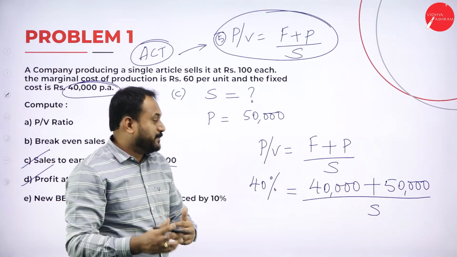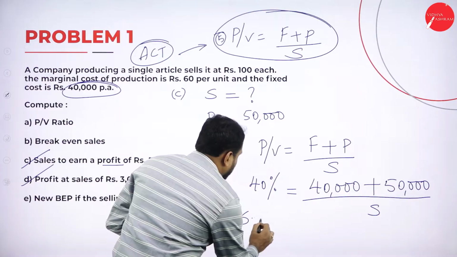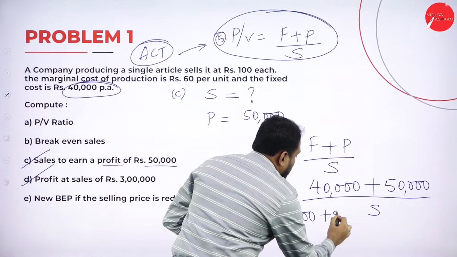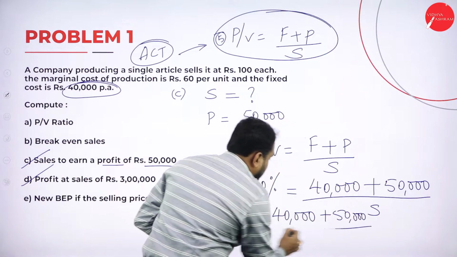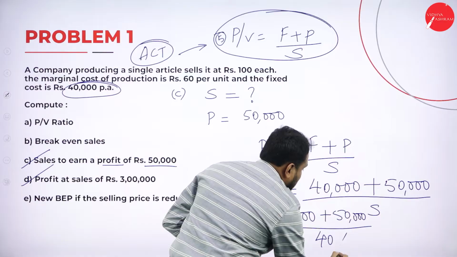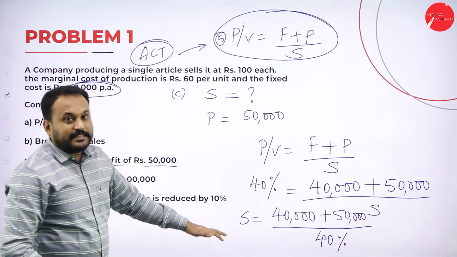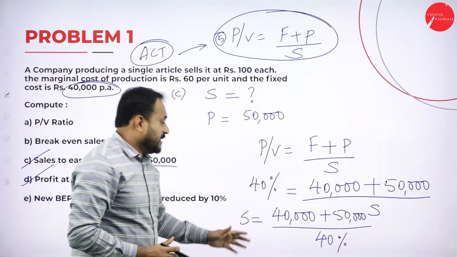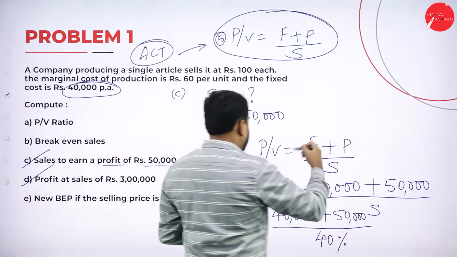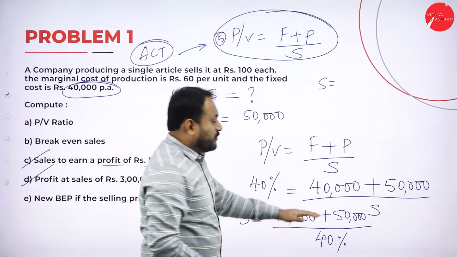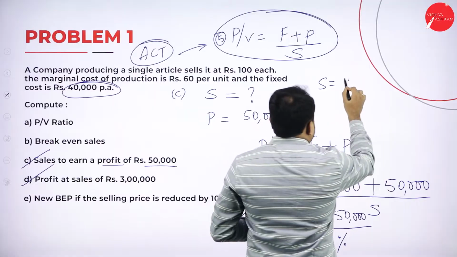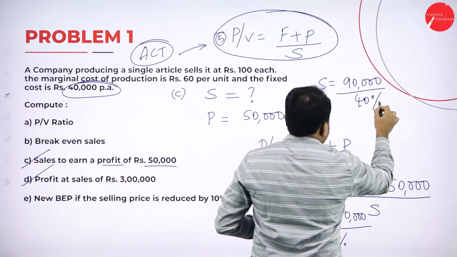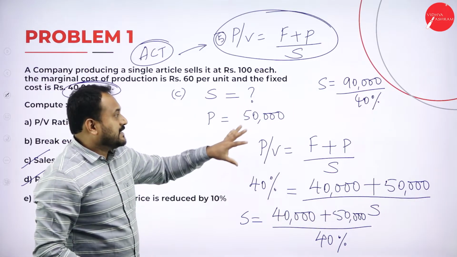So when it happens, sales is equal to 40,000 plus 50,000 divided by 40%. Now you should tell me what is the sales calculated, and put it in the comment box, how much sales we have got. So sales is equal to 40 plus 50, how much? It is 90,000 divided by 40%. If you go with it, we will get sales.